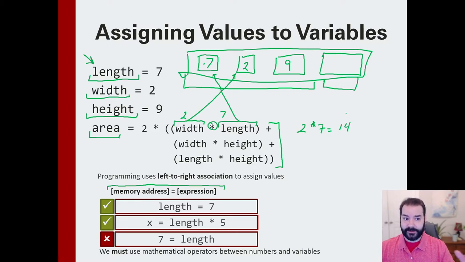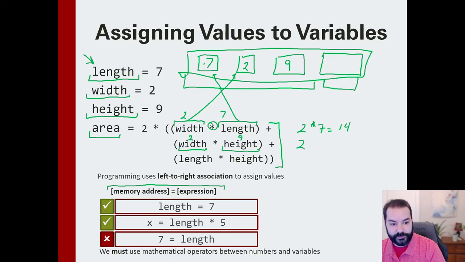Well, we're not done, though. PEMDAS says we have to continue doing this. So again, what is the value of width? Well, it's 2. And what's the value of height? Well, it's 9. So this time, 2 times 9. Oh, it's an 18. Again, PEMDAS keeps going.